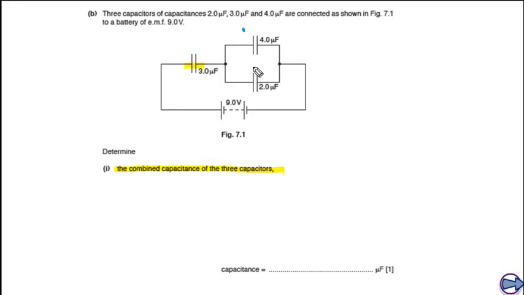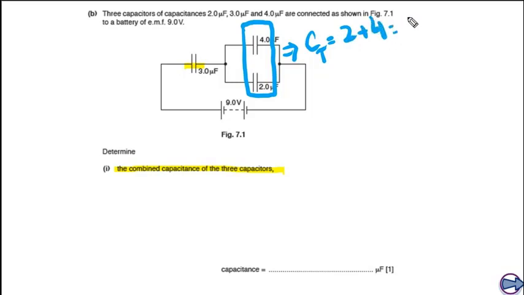In order to find the total capacitance, first of all, we need to identify capacitors connected in series and capacitors connected in parallel. As you can see here, these two capacitors are connected in parallel. So it means the total capacitance for these two capacitors will be equal to 2 plus 4, quite straightforward. So our final answer for these two capacitors will be equal to 6.0 microfarads.